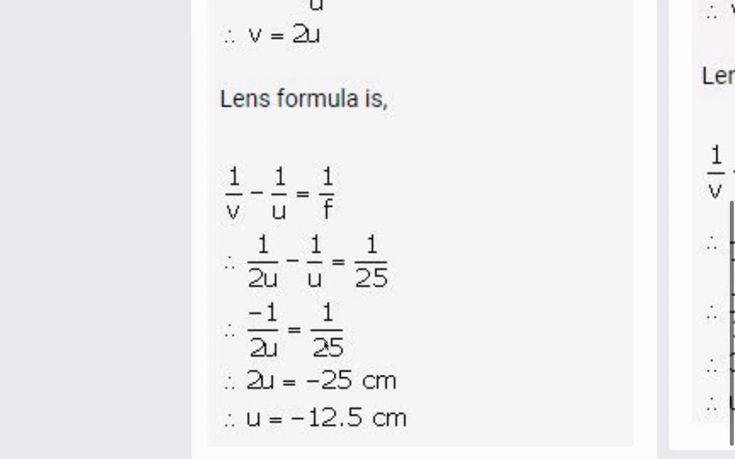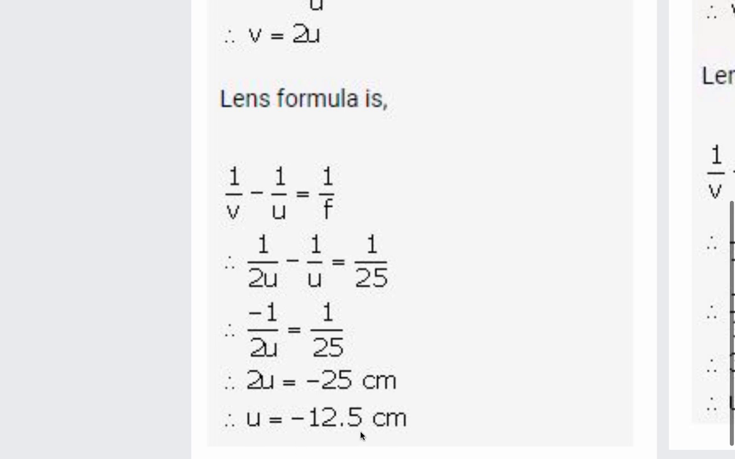Now take the reciprocal on both sides. I get 2u, 2 times u. What is u? The distance of the object from the optical center. So twice u is equal to minus 25. So u comes out half of that, that is minus 12.5 centimeter.